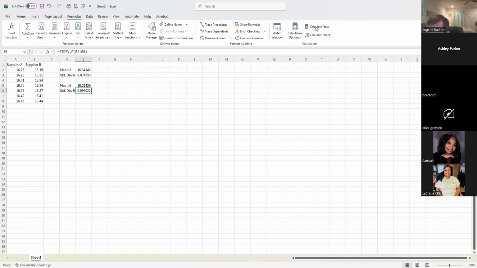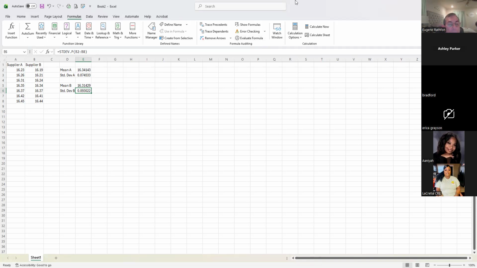And y'all, let me see. They want us to round these to the nearest hundredth. So that's 2 decimal places. So for A, 16.34. I'll keep that a 4 since it has a 1 after it. The standard deviation would be 0.07 since that 7 had a 4 after it.